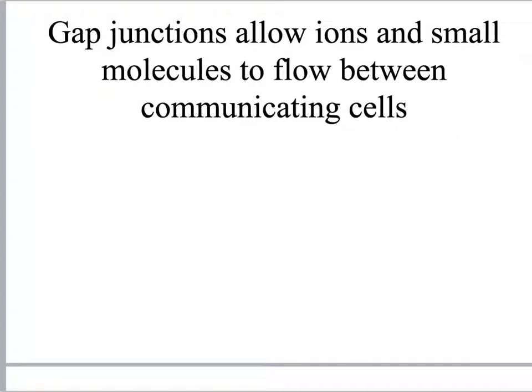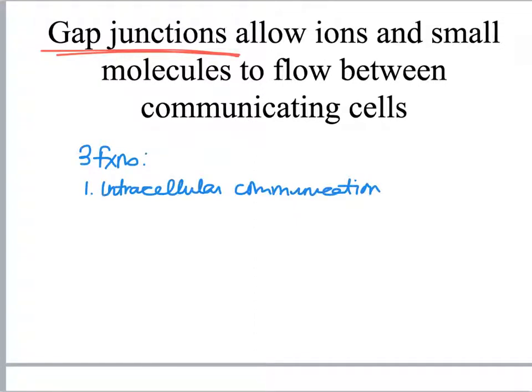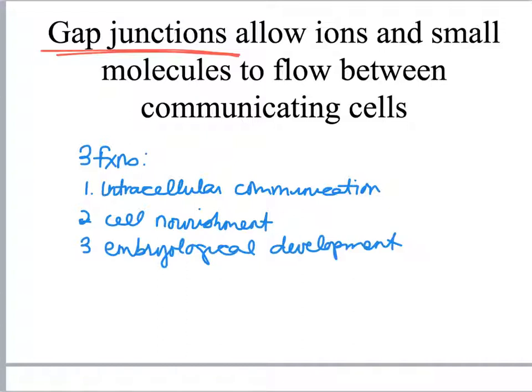So we've been discussing channels. We've talked about two different types of channels: voltage-gated and ligand-gated channels. But there is a third type of channel that we can discuss, and that is the gap junction. Now, there are three main functions of gap junctions. The first is intracellular communication. The second is cell nourishment. And the third is embryological development. So, three functions of gap junctions.